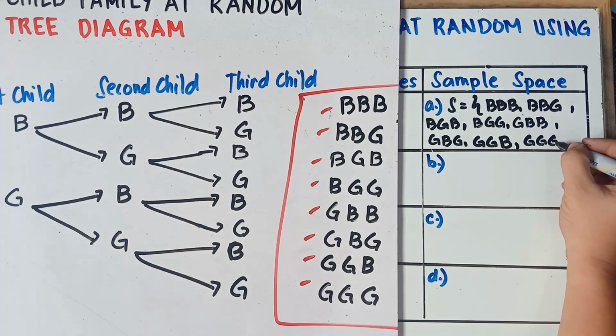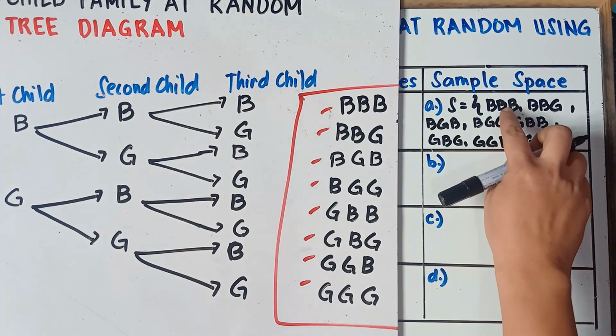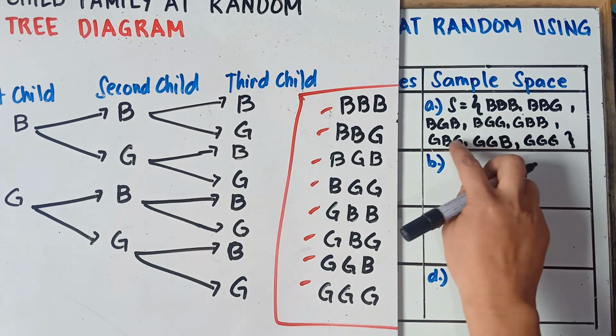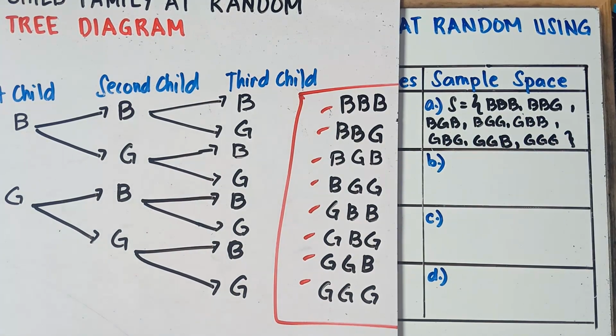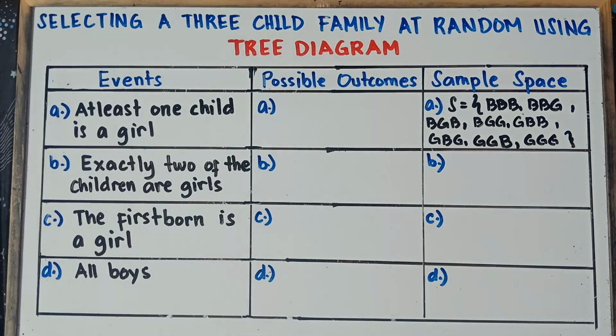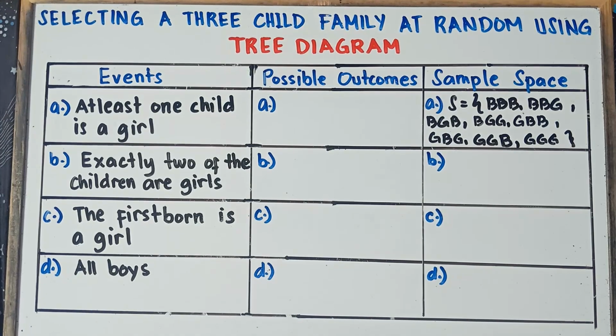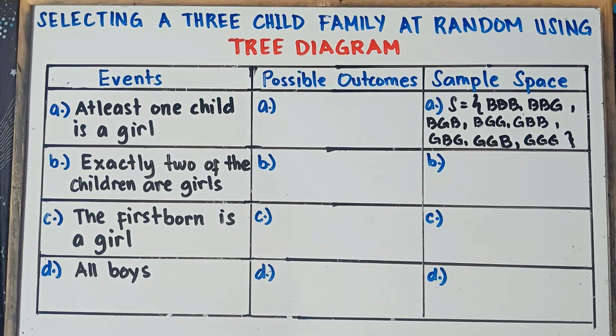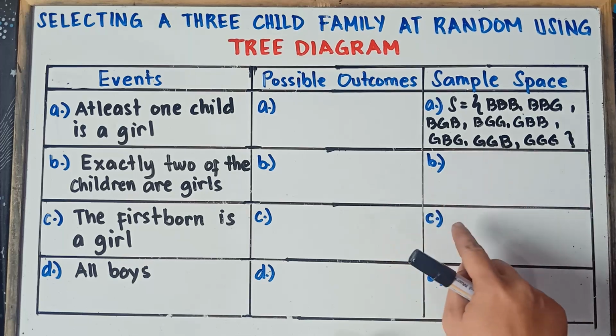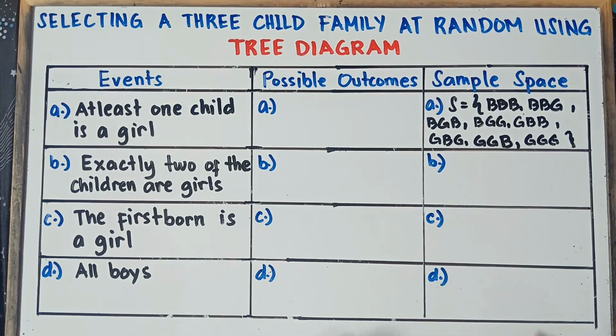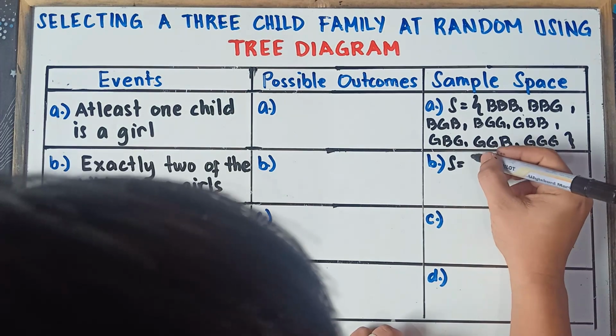So let's count the number of outcomes. So 1, 2, 3, 4, 5, 6, 7, 8. That's it, class. That's the answer with regards to the sample space. So once again, class, let's answer this one. Once again, class, our sample space, same answer with letter B, C, and then D. So let me just copy that one. So sample space, same answer.